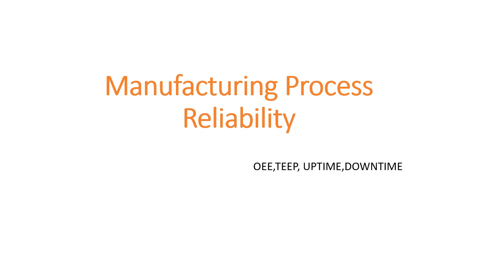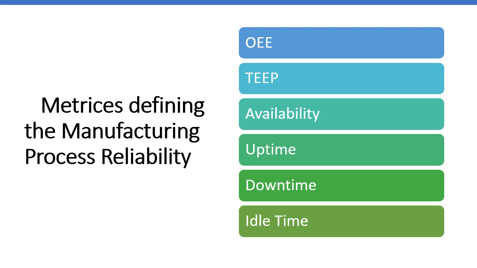In our earlier section, we have discussed what is reliability and what is maintainability. In this section, we will discuss manufacturing process reliability metrics. Different metrics that define the manufacturing process reliability or are used in benchmarking process reliability will be discussed in this section. The major metrics are tabulated here.